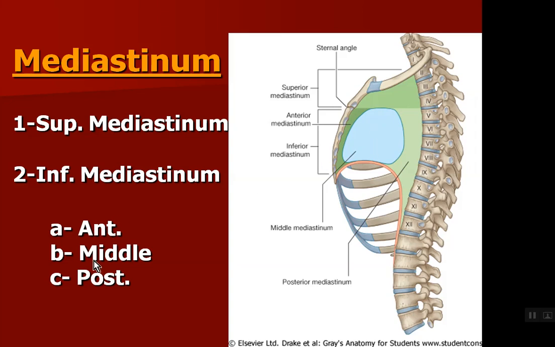After the anterior mediastinum, we can see the middle mediastinum. The middle mediastinum, in fact, is the place for the heart. So the pericardium is a place we can also see, in fact, in the middle mediastinum. And after that, we can see the posterior mediastinum, which is located between the heart from anterior and the vertebral column from posterior.